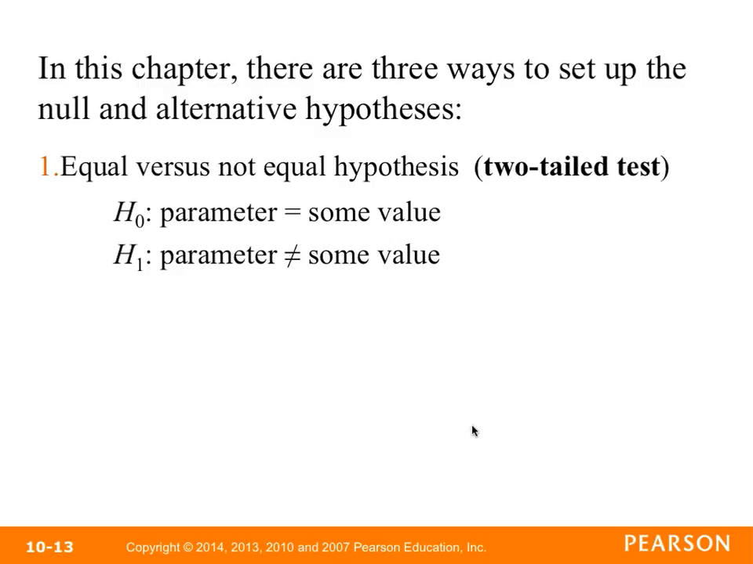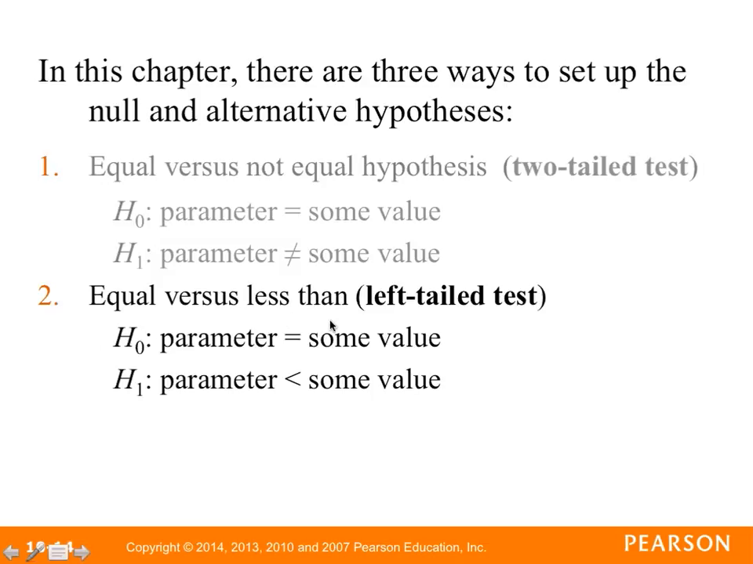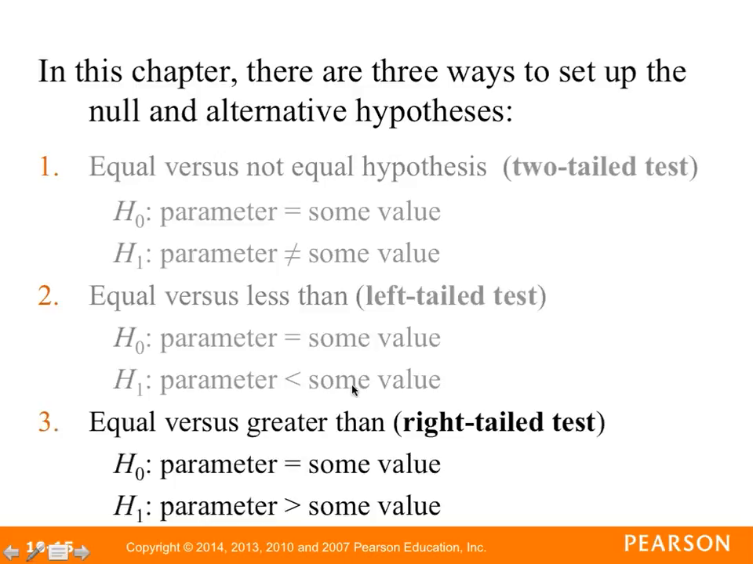There's first a two-tailed test, which is testing equals versus not equal. Your null hypothesis is that the parameter equals some value, and your alternative hypothesis is that the parameter does not equal that value. Equal versus less than is going to be a left-tailed test. You'll see for each of these, your null hypothesis is set up the exact same way. It's your no change hypothesis. So we're always going to have H naught being the parameter equal to some value. You have a left-tailed test if you say that the parameter is less than some value, and you have a right-tailed test if you say that the parameter is greater than some value for your alternative hypothesis.